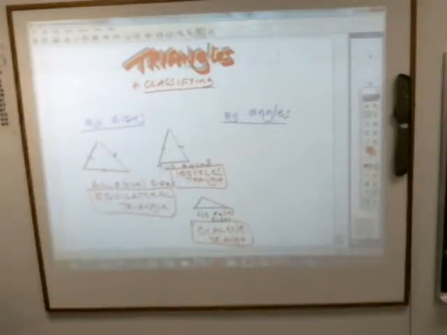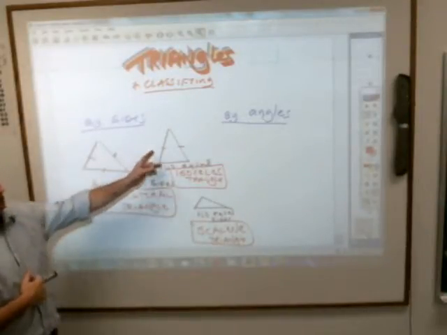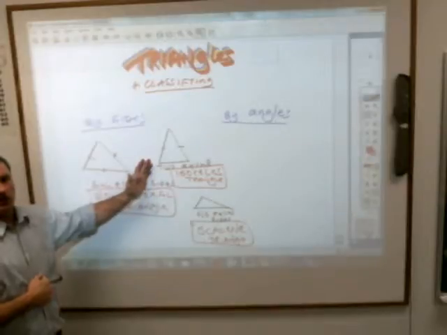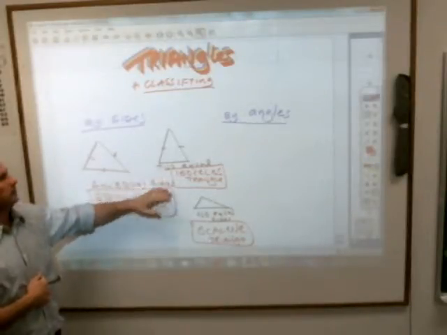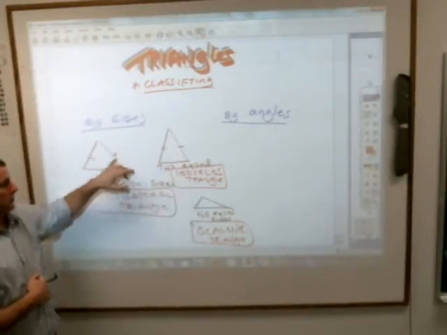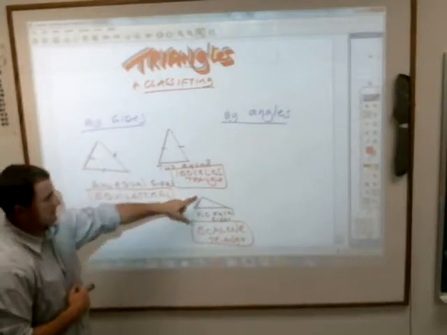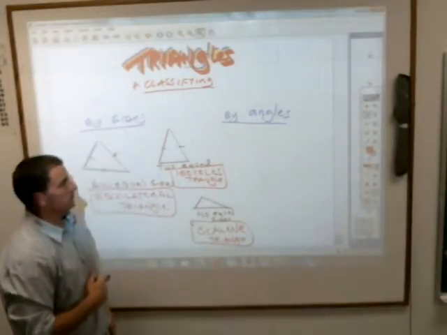And again, the book shows you, you're not guessing at these. You're not saying, I looked at this and it looks like they're equal. They will give you little slash marks here or there. This one doesn't have any, so it's scalene.